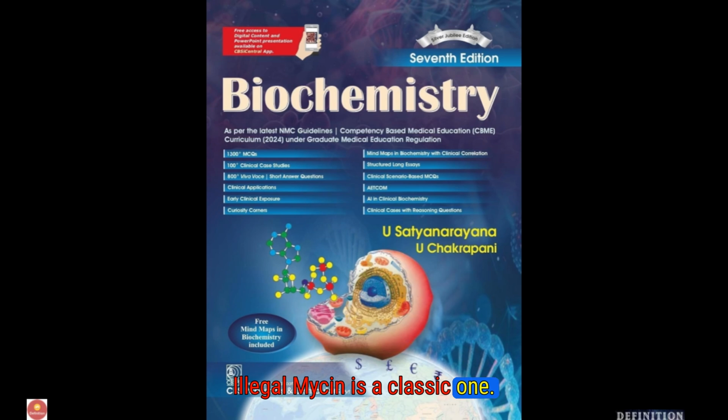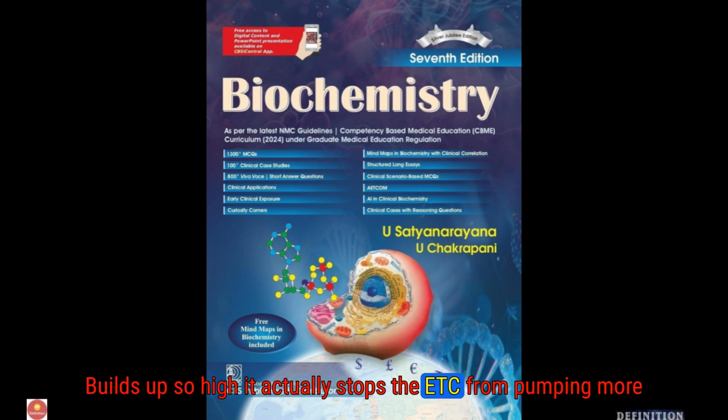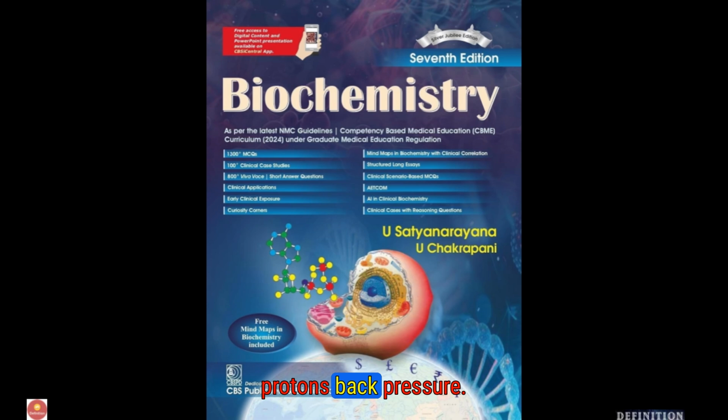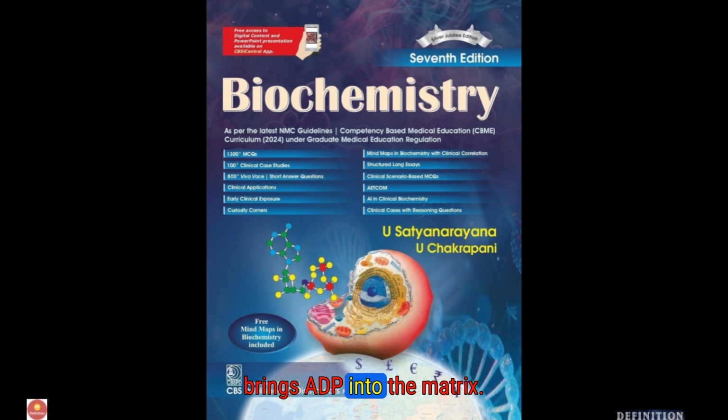Oligomycin is a classic one. It blocks the F0 proton channel in ATP synthase. Protons can't flow back in. So the gradient builds up too high. Builds up so high it actually stops the ETC from pumping more protons, back pressure. Then there's atractyloside, which blocks the transporter that brings ADP into the matrix. No ADP, no ATP synthesis.